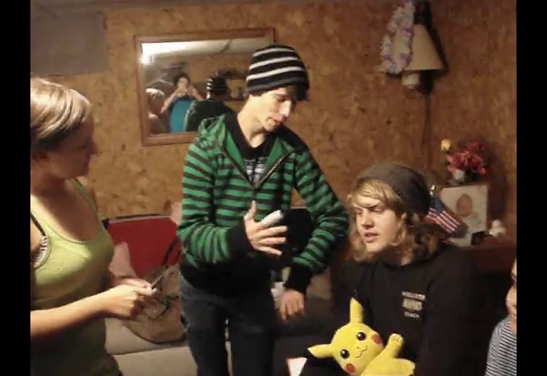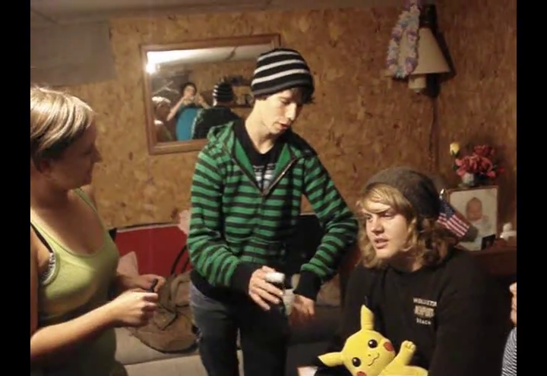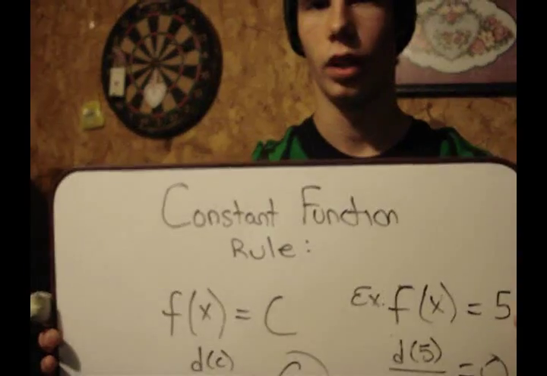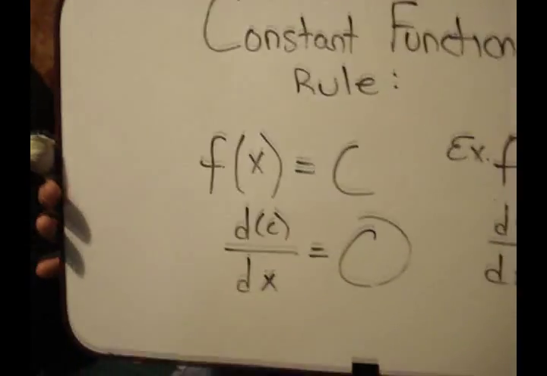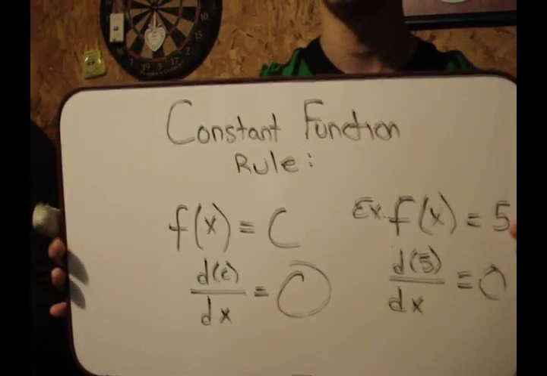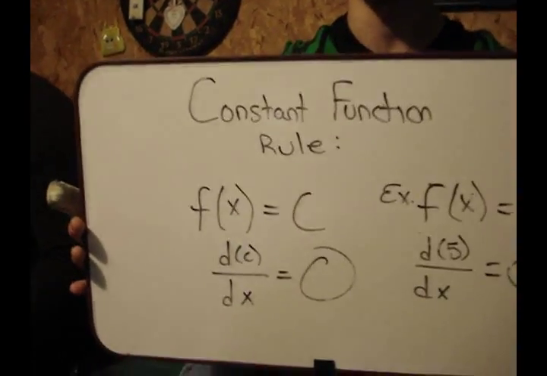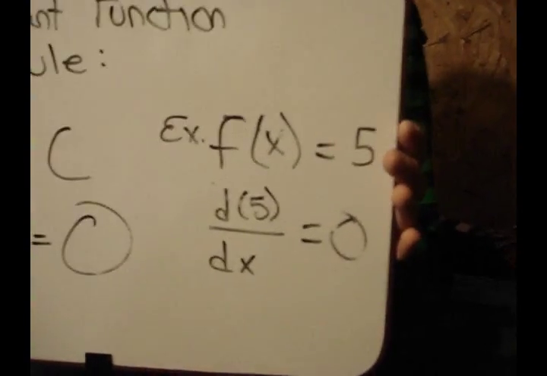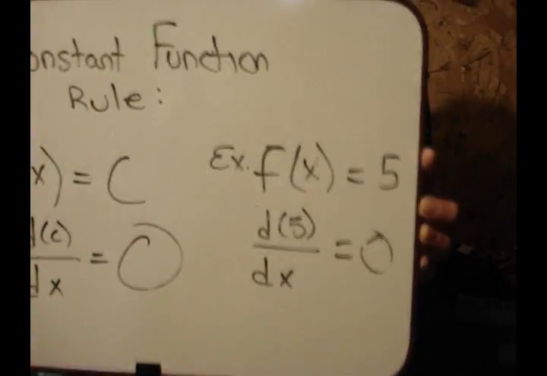Well, Bobby, the first thing to know about derivatives is there's 4 rules that are really important to learn. First rule is the constant rule. The constant function rule states that f of x is equal to c, where c is any given number that does not have a variable. The derivative of that function is 0, regardless of any given number. For example, f of x is equal to 5. The derivative of 5 is 0.